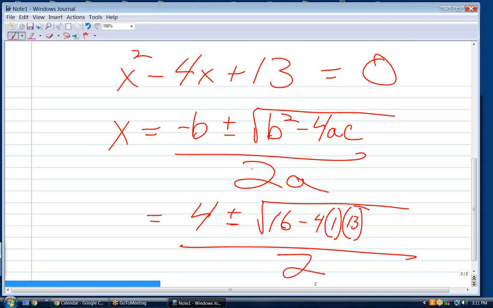And now what we're going to do is multiply those three numbers together before we do another step. Well, that's 52. So we have 16 minus 52. That's minus 36. And now we can proceed.